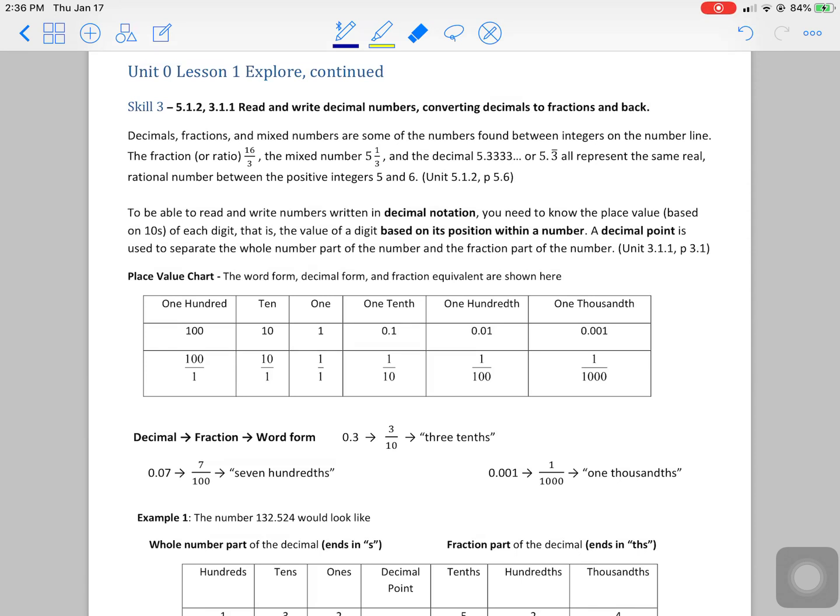All right, we're going to go and finish Unit 0, Lesson 1, page 3. Let's talk about some decimals. We're going to read and write decimal numbers, converting decimals to fractions and fractions back to decimals.